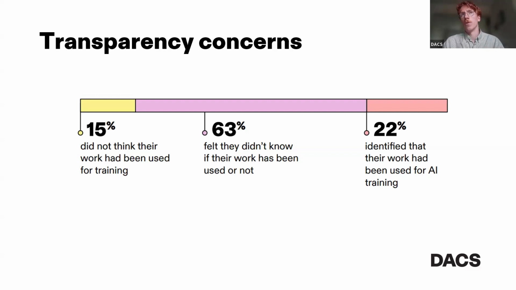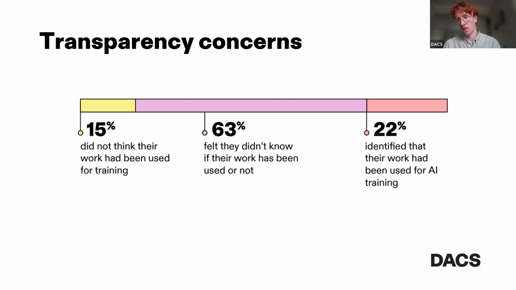The way in which they were able to do that was through prompting the AI to generate something in their style and trying to make that argument. But legally, that's very difficult because there's no transparency over what that training data is. So again, that came through where a huge number of people were not aware if their work had been used.